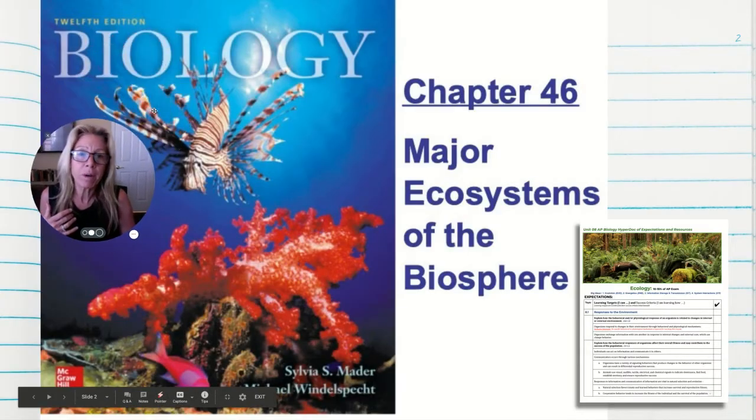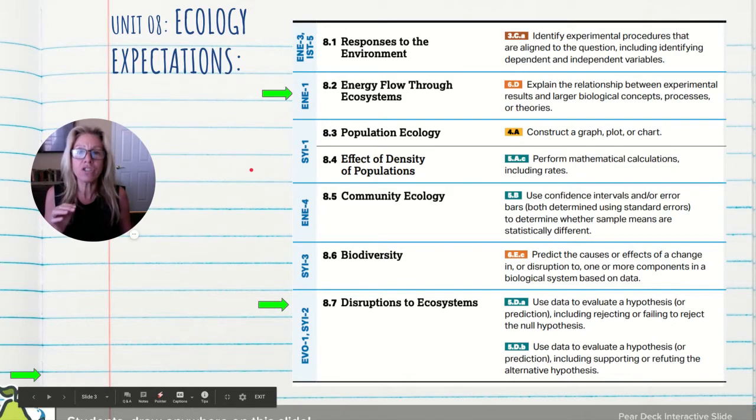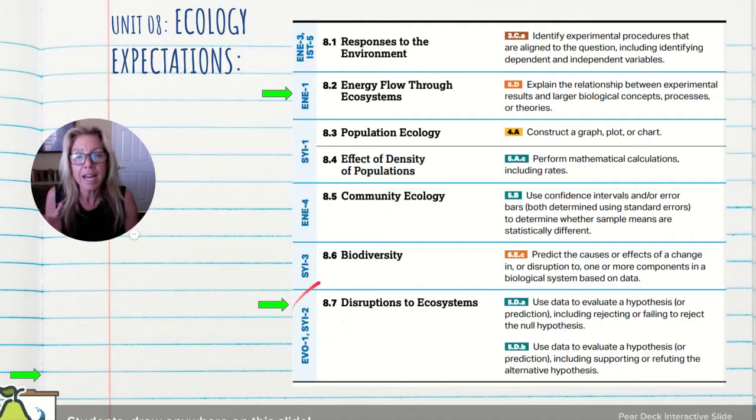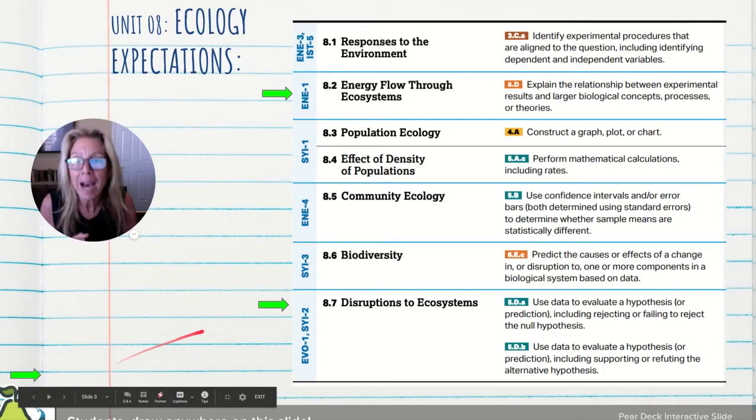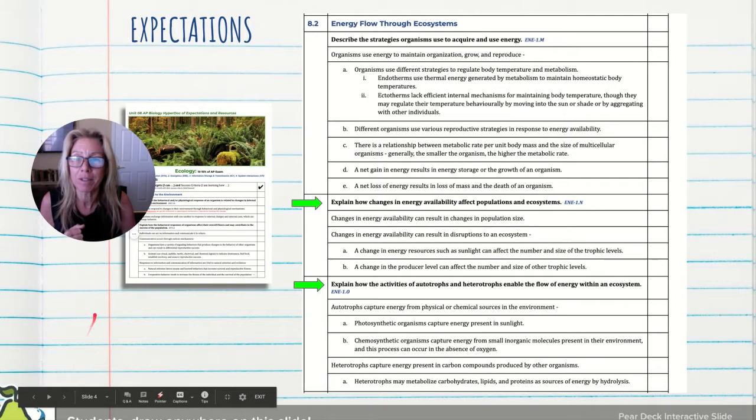So I want to remind you, I have unit guides to go along. We are in Unit 8, Ecology, the final unit of the year. And the topics of this chapter will be 8.2, energy flow through ecosystems, and 8.7, disruptions to ecosystems, because in this chapter, we're going to set up the importance of different items within our different ecosystems to see how man can screw them up later. So we'll come back to some of these topics a little bit later.